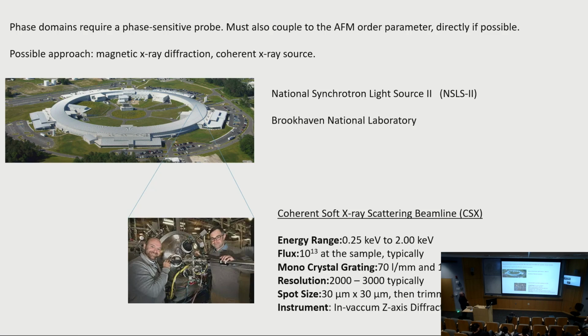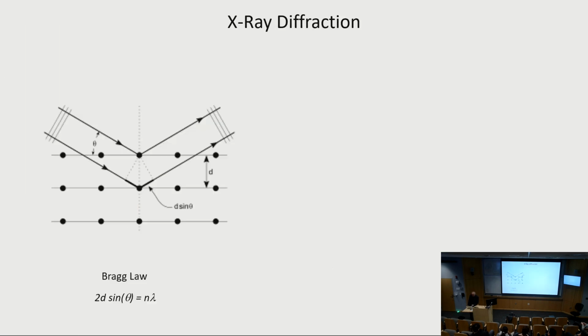In particular, the instrument that I'm using in this work is the coherent soft X-ray scattering beamline, with some parameters shown here. And these are my Brookhaven collaborators in front of an ultra-high vacuum chamber in which scattering of coherent X-rays occurs. All right.